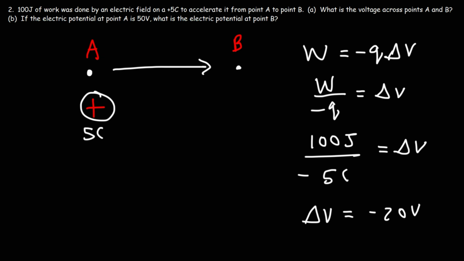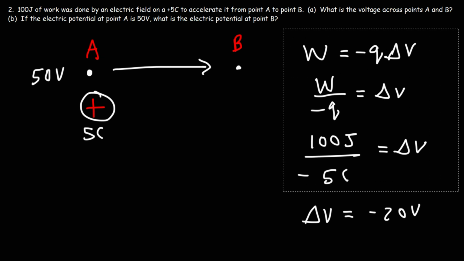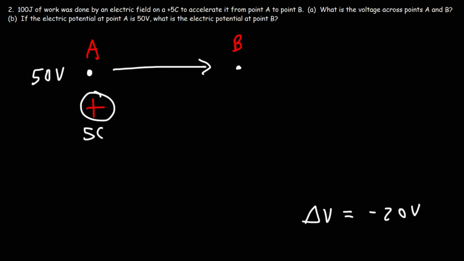Now here's a question for you. If the electric potential at point A is 50 volts, what is the electric potential at point B? Now we know the difference is 20. The question is, is it 20 volts higher or 20 volts lower? Would you say if we add 20 to 50, that would be 70. If we subtracted 50 by 20, it would be 30. We know the difference is 20, but which of these two values will be correct?